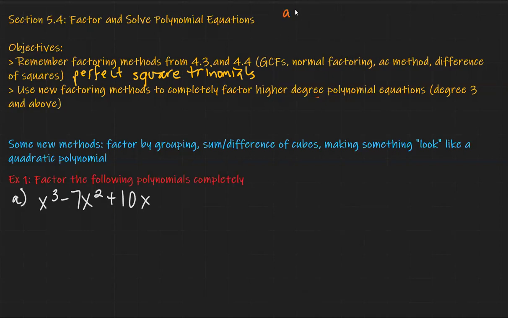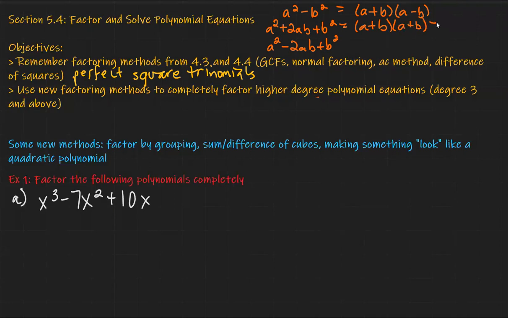So we had a squared minus b squared. That's our difference of squares. And then our perfect square trinomials, we had a squared plus 2ab plus b squared, and a squared minus 2ab plus b squared. For our difference of squares, that would factor to a plus b, a minus b. Our first perfect square trinomial factors to a plus b, or we can also rewrite it as a plus b squared. Same with our other perfect square trinomial, that's a minus b, or a minus b squared.